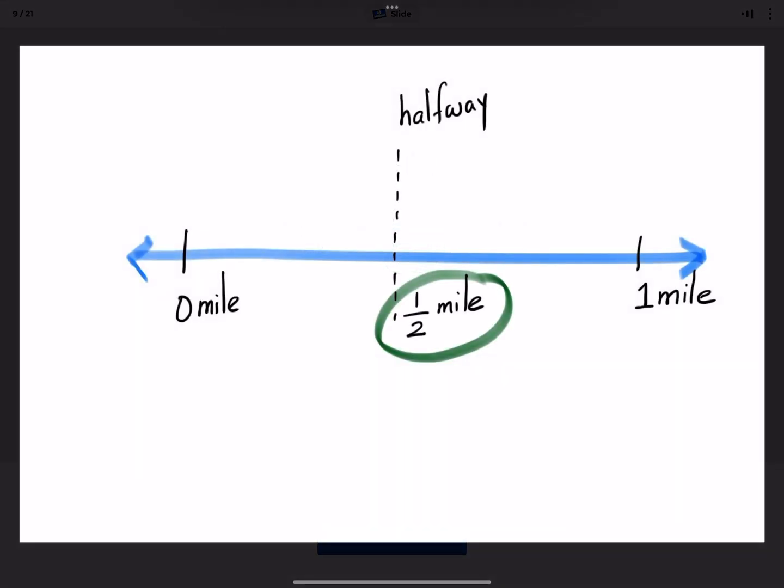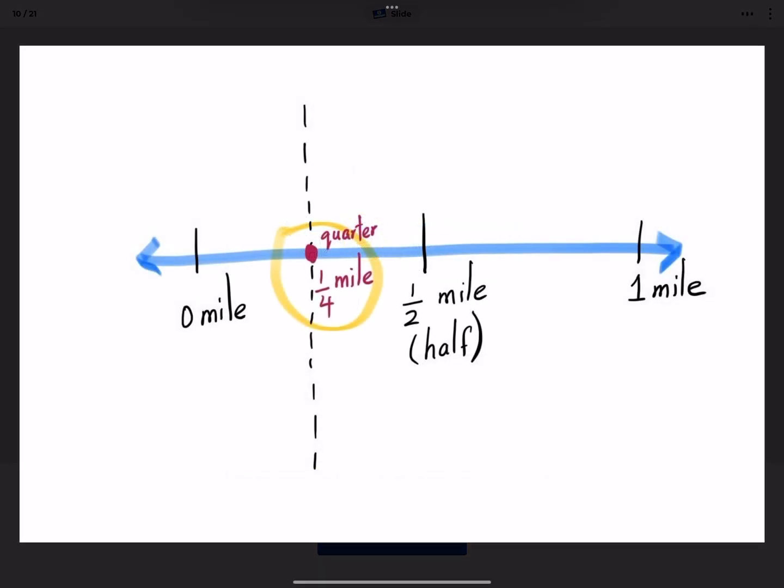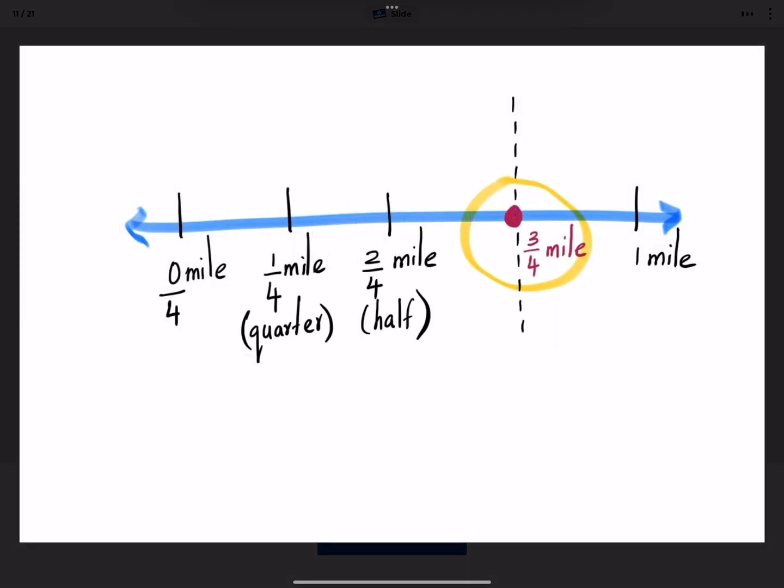What is the halfway between 0 mile and 1 mile? The halfway between 0 mile and 1 mile is half mile. What is the halfway between 0 mile and half mile? The halfway between 0 mile and half mile is 1/4 mile. What is the halfway between half mile and 1 mile? The halfway between half mile and 1 mile is 3/4 miles.